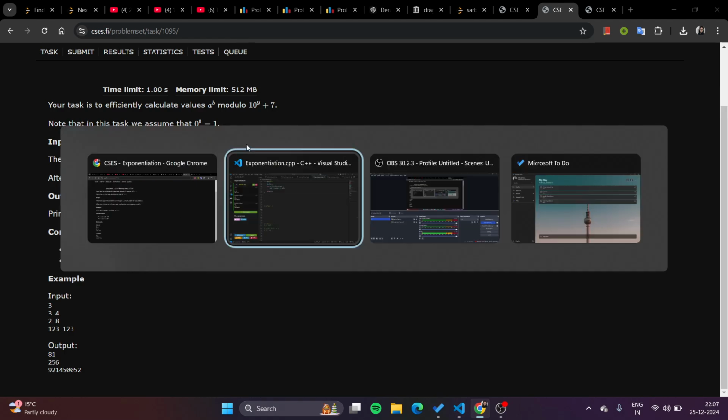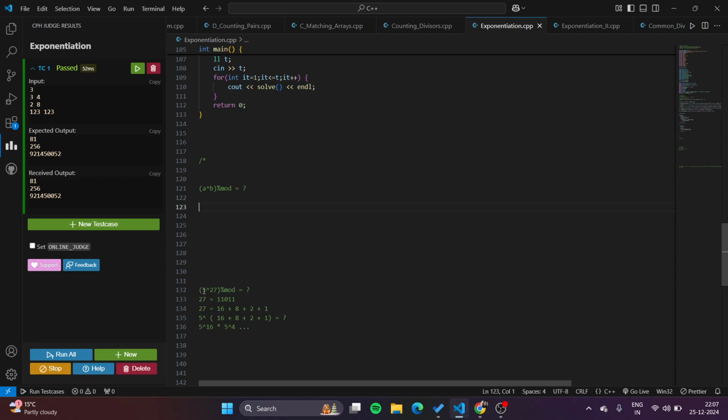So b can be written in binary form. Let's say I'm taking an example of this problem, 5 raised to power 27. 27 can be expressed as 11011 in binary format, and that is basically, when you change it to decimal format, you'll get this. So each 1 represents that you need to take 2 raised to the power of its position. For example, this one will be 2 raised to power 0, which is 1. This will be 2 raised to power 1, that is 2, and similarly so on.